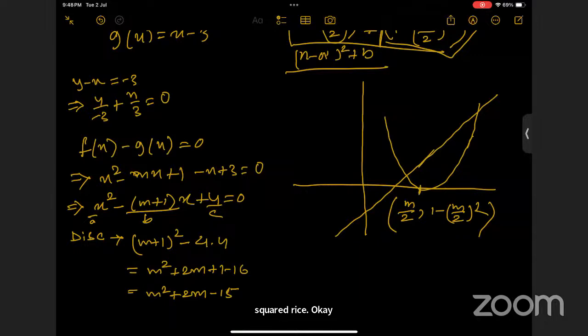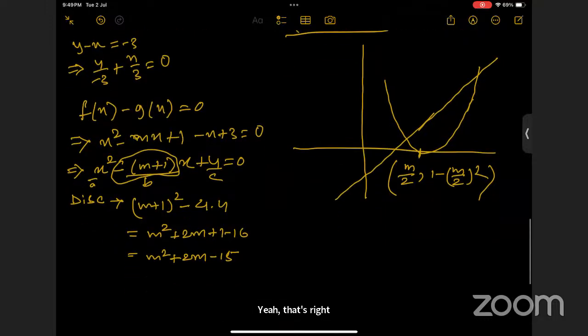Ma'am, wouldn't we take the negative sign for the coefficient of x, minus bracket m plus 1? Yeah, if you take the square, then it will be plus again, right? But ma'am, the negative sign is outside of the bracket, so it would be like minus m square minus 2m minus 1. So if you do b square of that negative sign, it will be positive. Yes, we are taking the square, so it will be plus again. Okay, ma'am.